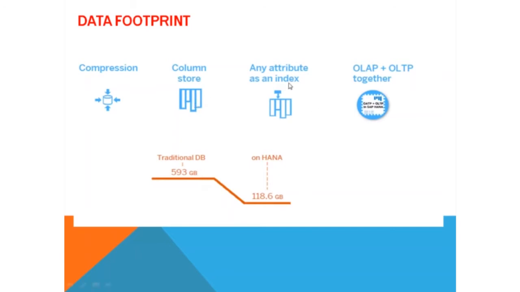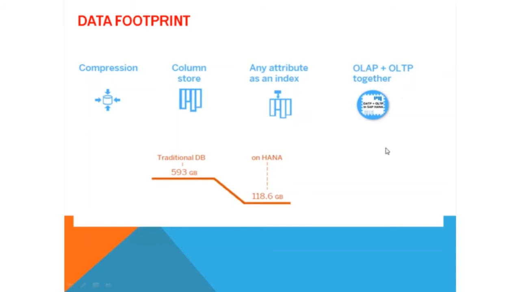It's called column store. Any attribute as an index. Some of the fellows are already technical, but some do not have any technical background. For them, it's a very good slide showing how the data footprint works in S/4HANA. Any attribute as an index, so you can run OLAP as well as OLTP together.